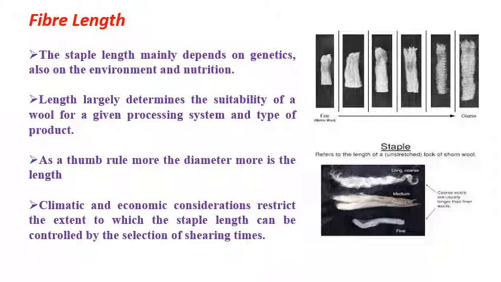Climatic and economic considerations restrict the extent to which the staple length can be controlled by the selection of shearing time. So simply by changing the shearing time, we can have some economic considerations based on the climate about the length of the fiber. In both pictures on the right side, you can see at the top the fine and coarse. In the case of fine, the first one, the length is less, and the last one is maximum coarse and the length is more. In the same way it is indicated in the bottom picture also. The bottommost one is fine, which is short, and the top one is coarse, but it is long.